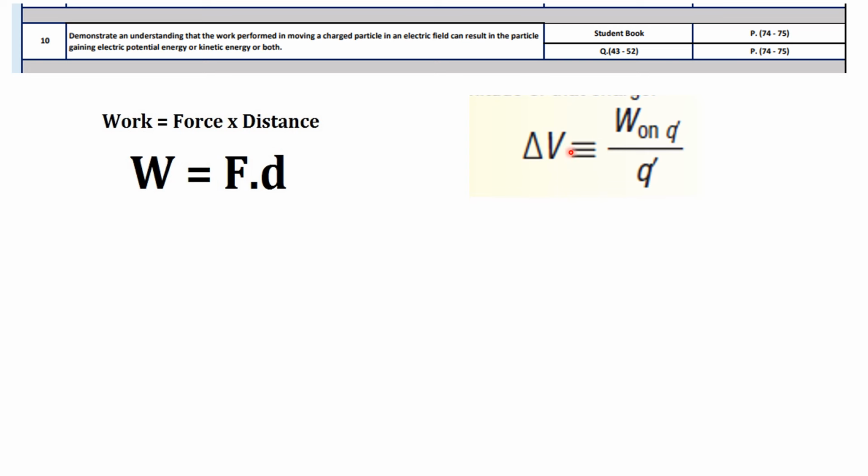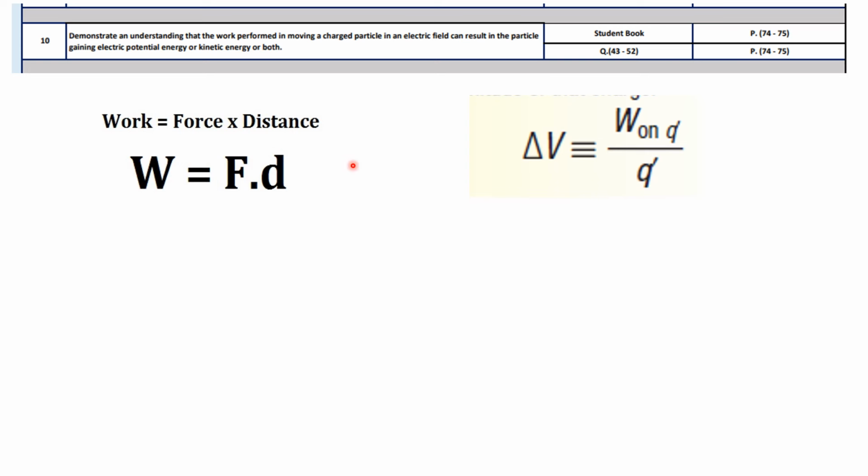The other equation that you already have to know is the electric potential difference, which is delta V. So delta V equals the work divided by the charge Q. So we already calculate the work, and then by dividing the work by Q, the charge, we calculate the potential difference, delta V.